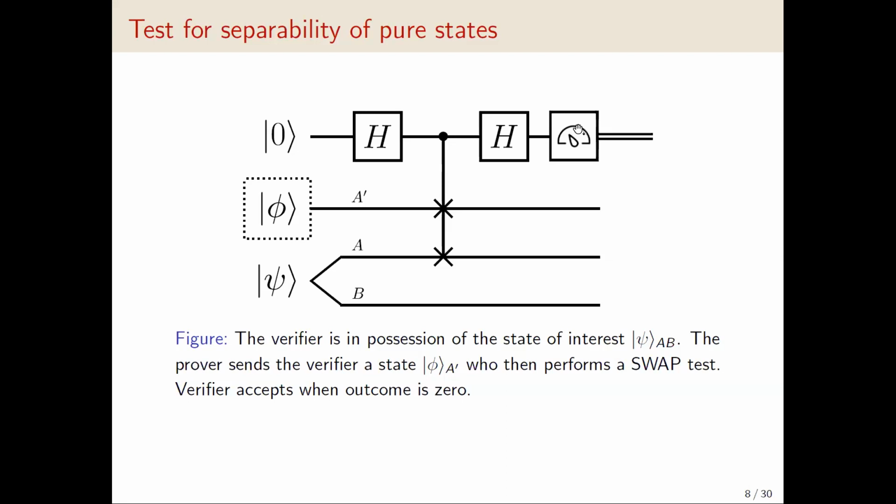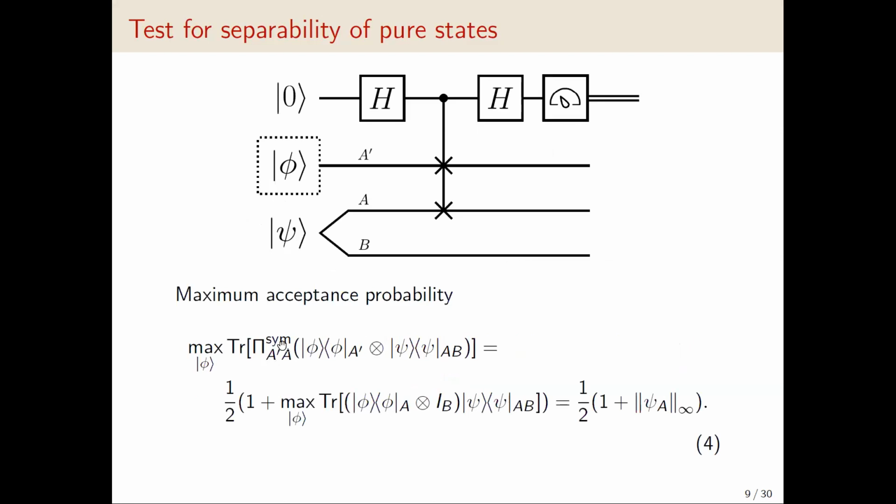Like I was saying, the verifier is in possession of the state of interest, psi AB. The prover sends along a state phi of A prime, and the verifier performs a swap test. Once the swap test is performed, the verifier accepts only if the all zeros outcome is obtained. Now we can check what the maximum acceptance probability is. The first line of this equation is the acceptance probability, where psi AB is our state of interest, phi A prime is what the prover sent in, and we are projecting onto the symmetric subspace.